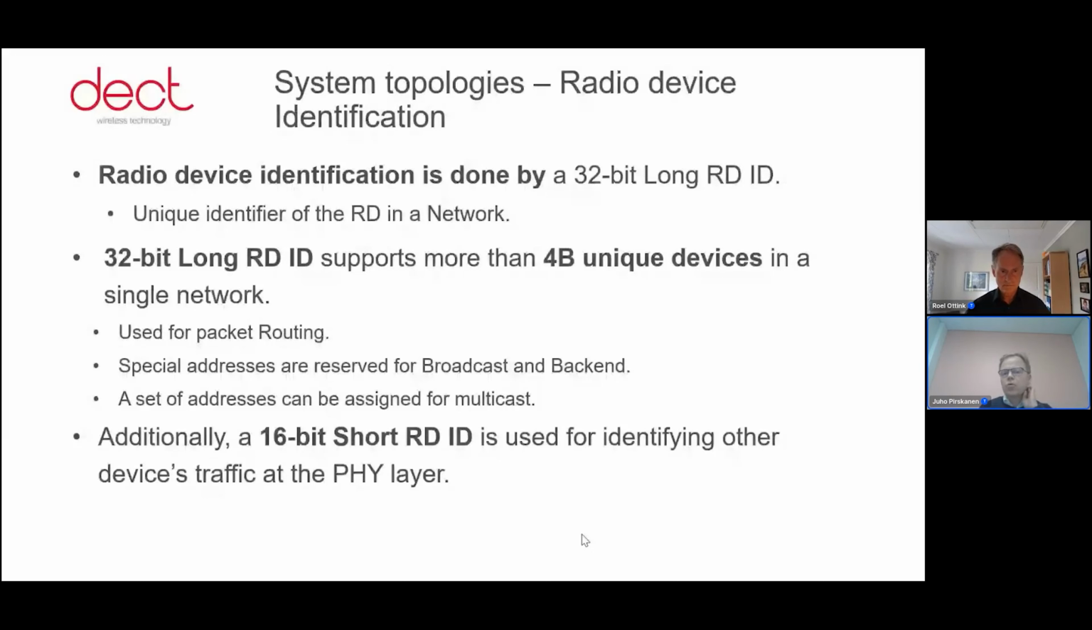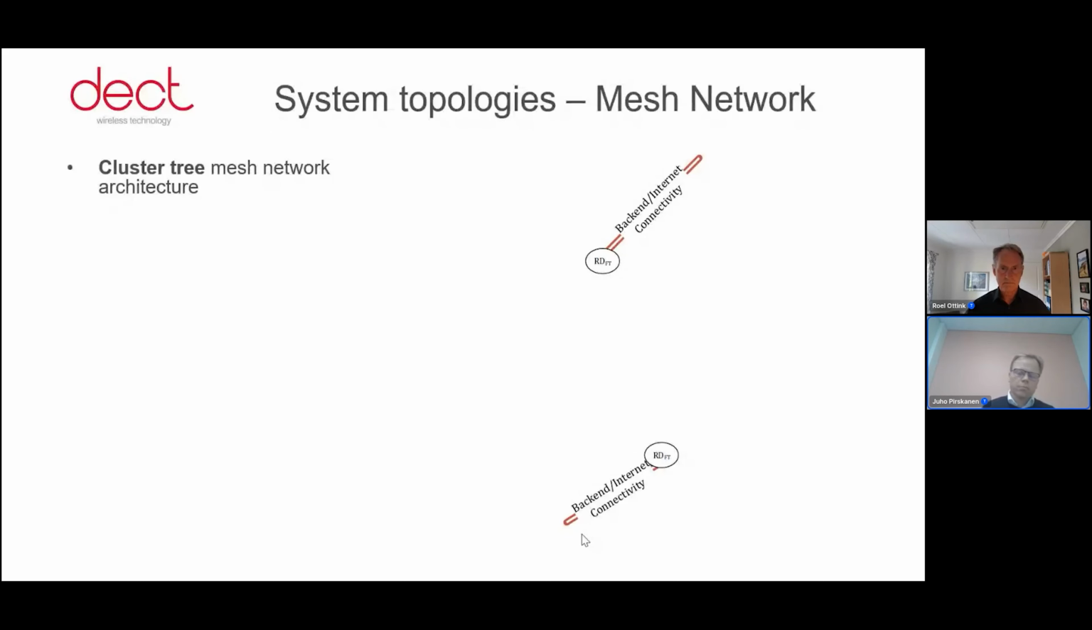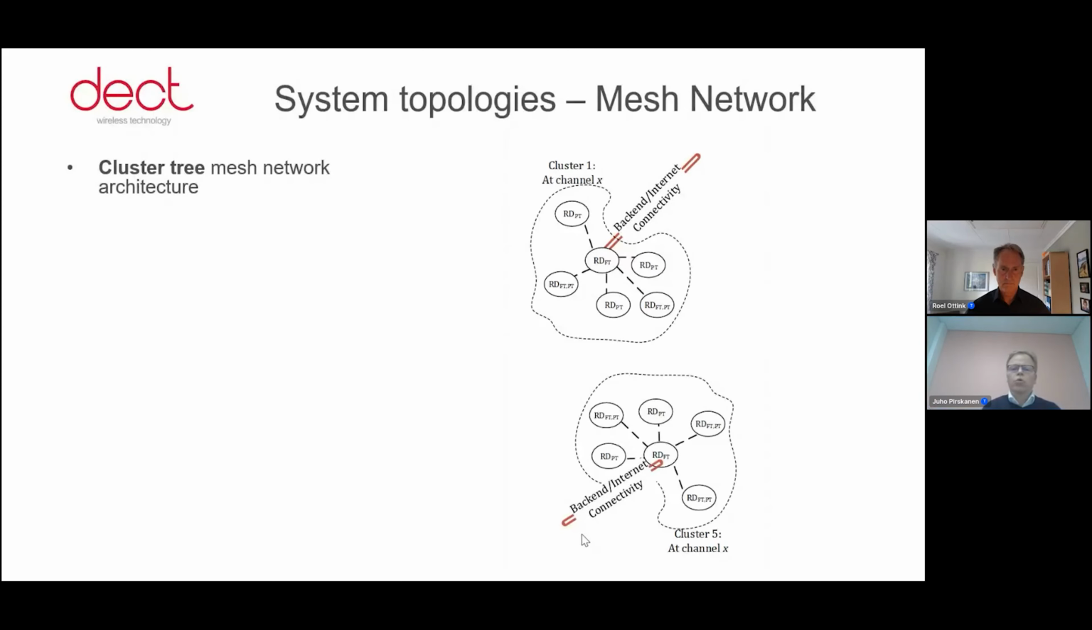Then if we think about the network topologies, the simplest of course is the point-to-point, but when we think about the star network, we can see that we have two star networks here in the example, one operating in one channel and one operating at the other channel. But basically, this is the beginning of the formation of the mesh network. So basically, the mesh network is the cluster tree mesh network topology, so that it starts to grow.